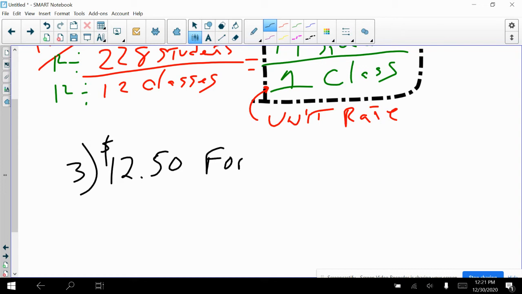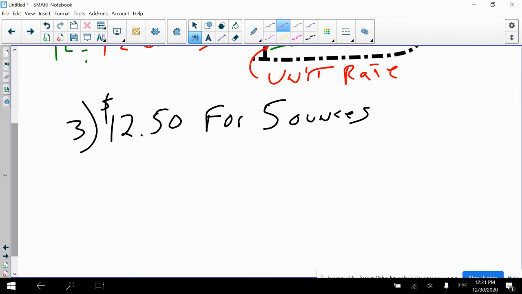$12.50 for 5 ounces of something. Okay, now let's put this in rate form. So again, we have $12.50. Yeah, but Mr. Fisher, what's the label on that? Well, again, that's dollars, right? And we're going to talk about that here in a minute because that's kind of special as well. And we have 5 ounces on the bottom. Okay, I'm going to abbreviate that OZ because that's the abbreviation for ounces.